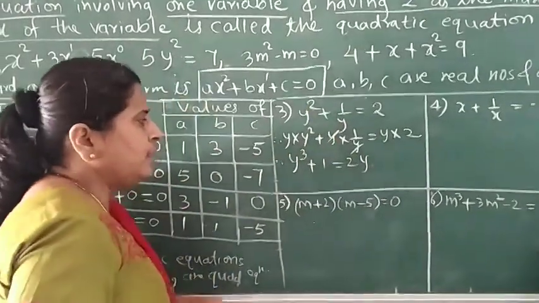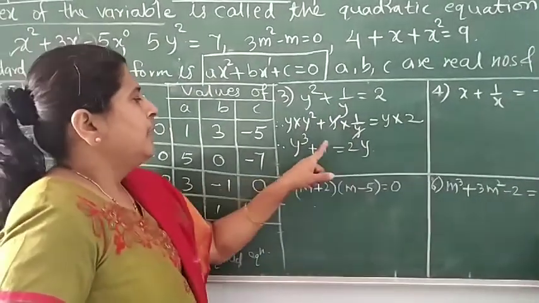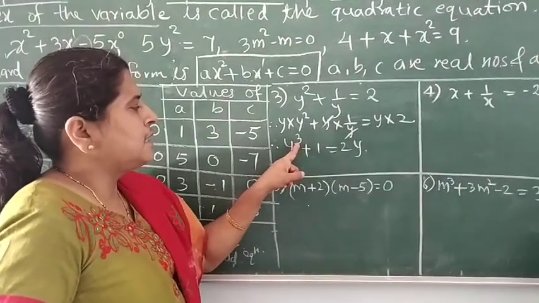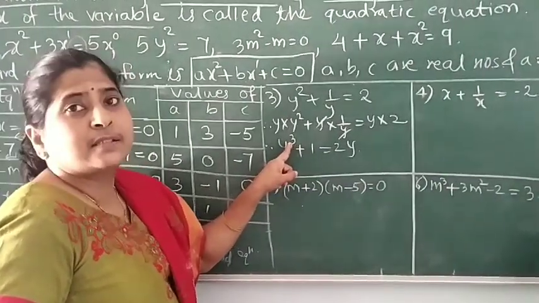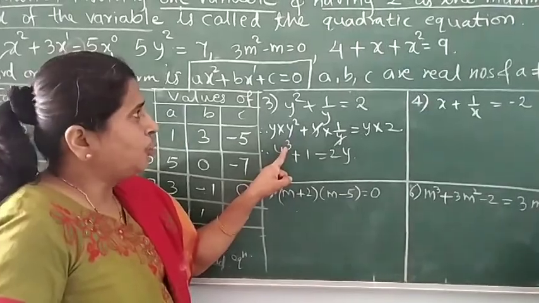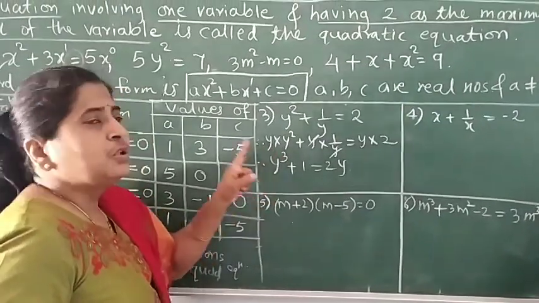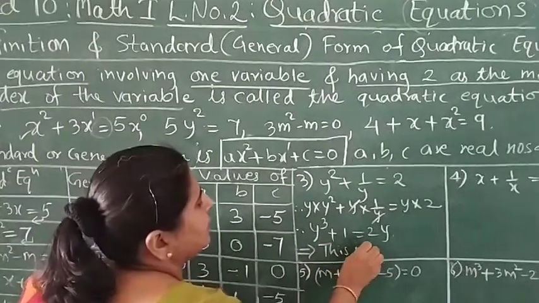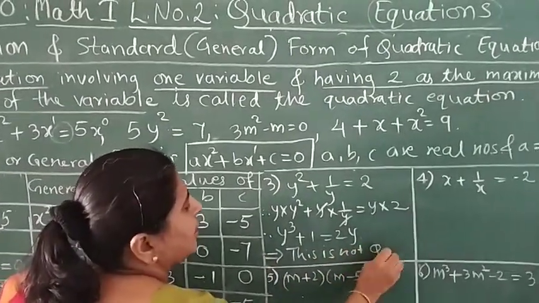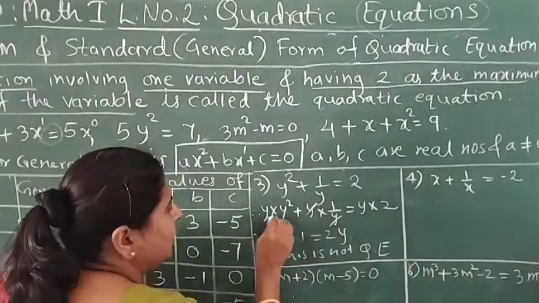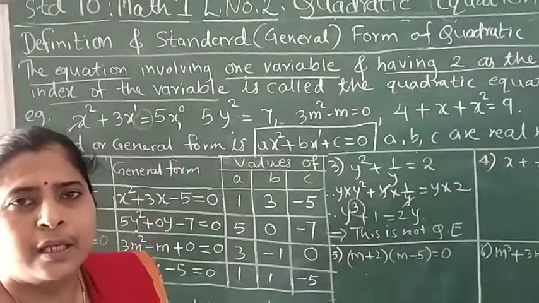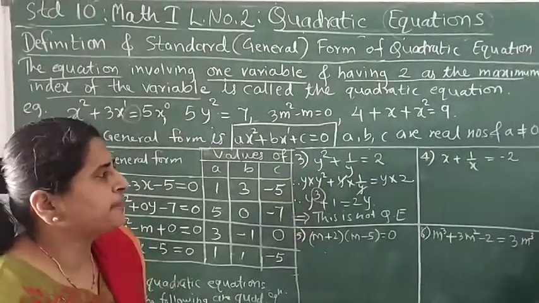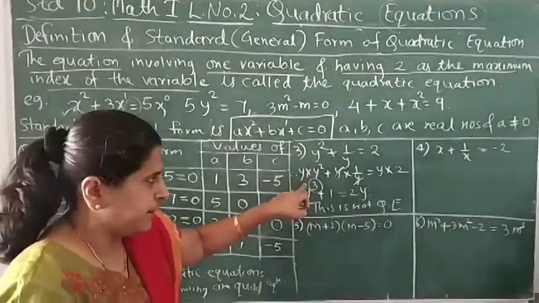Now here the variable is only 1, but we have seen that the highest power or index of the variable y is 3. And it is not 2, it is more than 2. So your answer is going to be: this is not a quadratic equation. Why? The reason is the highest power or degree of the equation is 3. So this is not a quadratic equation.